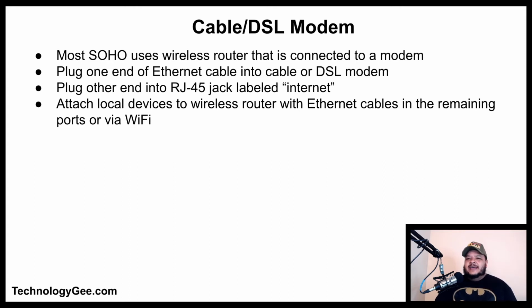Simply plug one end of an Ethernet cable into the cable or DSL modem and plug the other end into the RJ45 jack labeled Internet. Attach the local devices to the wireless router with Ethernet cables in the remaining ports or via Wi-Fi.